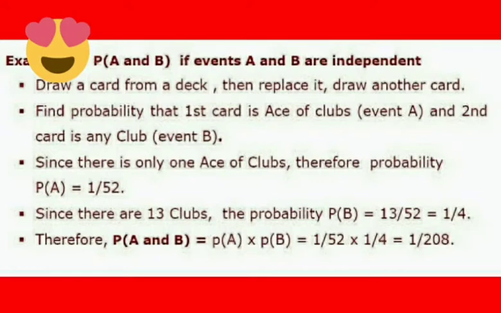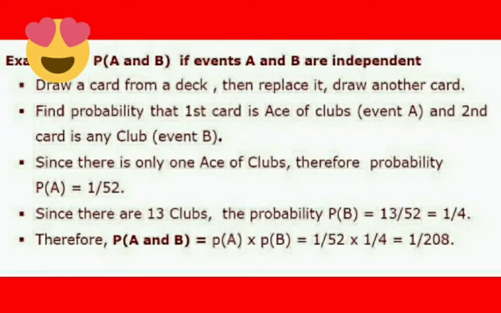In this case, from a pack of cards, find the probability that the first card is the ace of clubs, that is called event A, and the second card is any club, that is called event B.